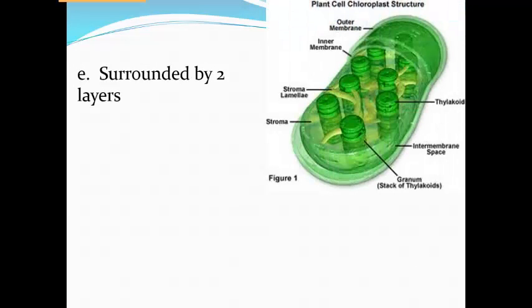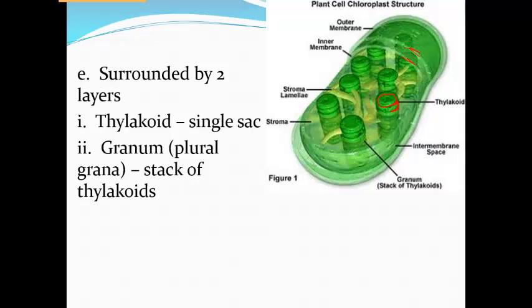Lastly here, it's surrounded by two layers, so again it's very well protected, just like the mitochondria. And you can see the two layers here that it has around it. The thylakoid would be what you would call one single sac. So one single disc right here would be a thylakoid. This next one underneath it, one thylakoid. So each individual disc. The granum, sometimes called grana, it's a stack of thylakoids. You can see the whole entire stack might have like 10 of them there.